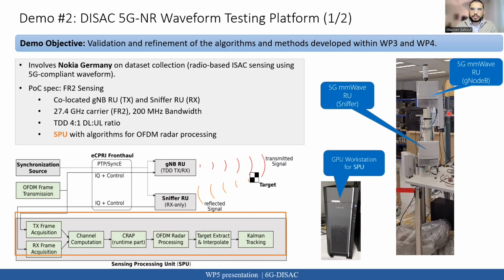As I previously mentioned, we have in this base station a transmitter which is located at the top, and then below it by approximately 75 centimeters, we have what we call the sniffer or the receiver. This receiver listens to the reflections coming from the environment, and the signals received here are going to be transmitted over the cable to an SPU. The SPU, or the Sensing Processing Unit, is a chain of radar processing operations ending with a Kalman tracking block. Now the base station is operating in the FR2 band with a bandwidth of 200 megahertz.